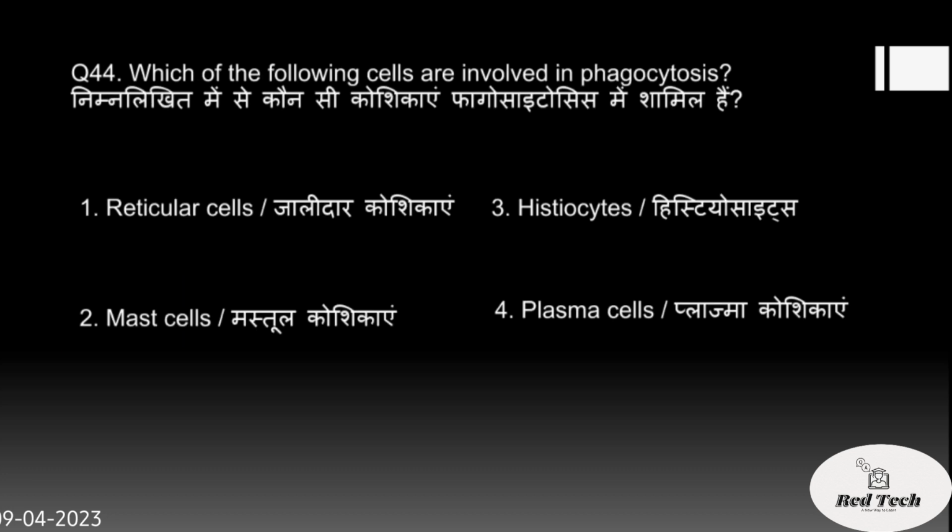Question number 44. Which of the following cells are involved in phagocytosis? Phagocytosis is basically killing of the dead cells. So which cells are involved in this? Option 1 is reticular cells, option second is mast cells, option third is histiocytes, option 4 is plasma cells. So this question comes from physiology. You can check out the anatomy and physio playlist for the detailed video regarding this. So the right answer is basically option number 3, histiocytes, basically phagocytes in nature.